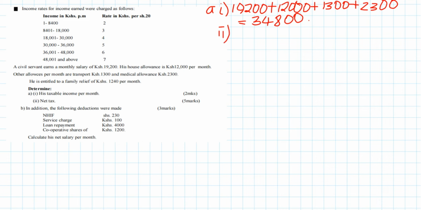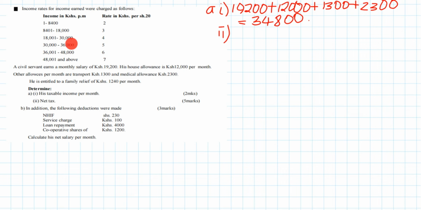So then now, in the Roman 2 of part A, we are being told we calculate the net tax. So to calculate the net tax, first of all, we calculate the gross tax. So we take our taxable income and we take it to the table. So this table, when we check the amount 34,800, it is going to be included in the band from 30,000 to 36,000. So this is the fourth band. And so this is where our amount is.